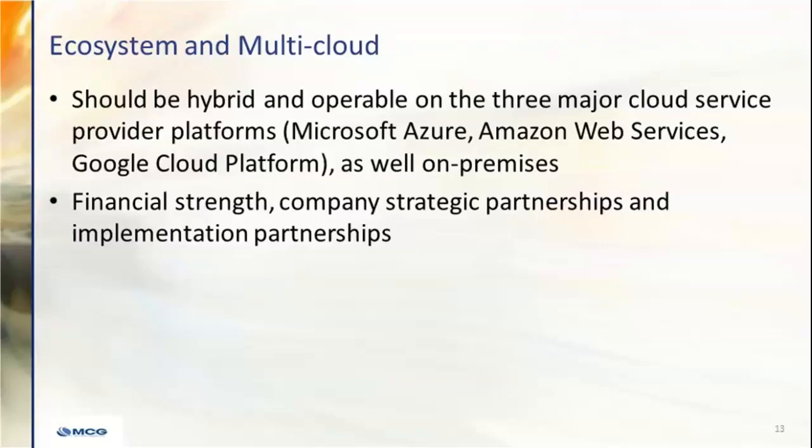So these hyperscalers, it is great when the data integration platform can run on all of them, the big three at least. And we also look for the good old financial strength, company strategic partnerships, implementation partnerships. I look at leadership, et cetera. And that kind of rounds out the list of things that you want to look for today. Everything else that I left off, that's all table stakes. They all got them. These are the things that you need to look for.